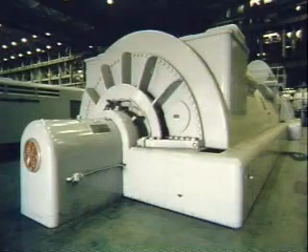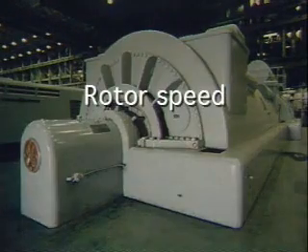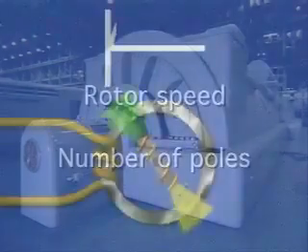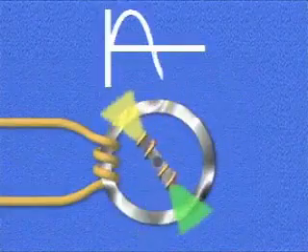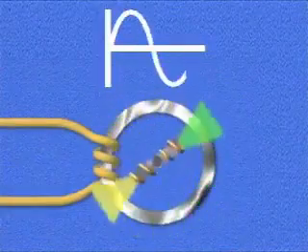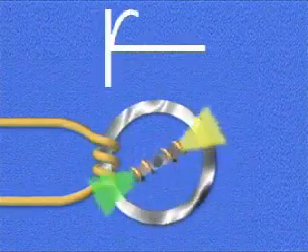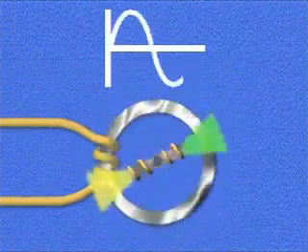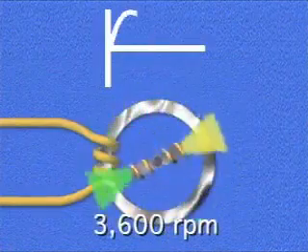There are two factors that control the frequency of the current that is being generated. One is the speed at which the rotor turns. The other factor is the number of magnetic poles in the rotor. In this illustration of a simplified generator, one cycle of current is produced for each revolution of the rotor, so the frequency equals the speed at which the rotor turns.